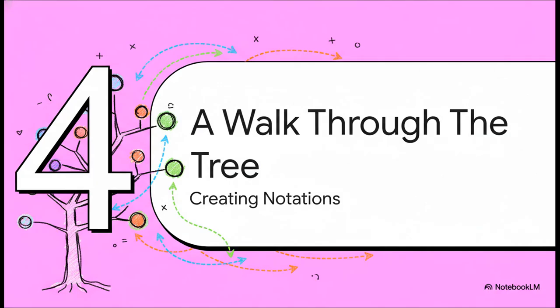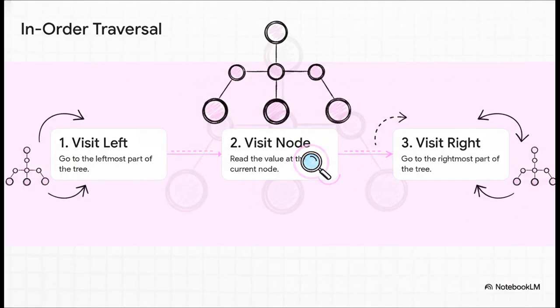But this is where it gets really cool. Once you have this one single perfect tree, the way you decide to walk through it, or traverse it as we say, can actually produce totally different but equally valid ways of writing the same expression. So let's try our first walk. This one's called an in-order traversal, and the rule is super simple. You always visit the left child first, then the node itself, and then the right child. Left, node, right. Got it?